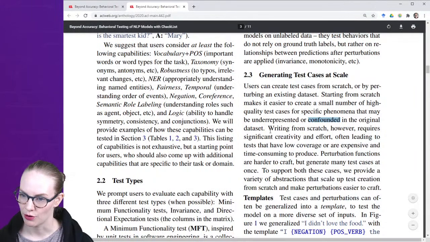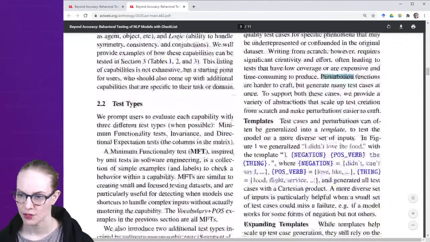Writing from scratch, however, requires significant creativity and effort, often leading to tests that have low coverage or are expensive and time-consuming to produce. Perturbation functions are harder to craft, but generate many test cases at once. So perturbation just means a change. To support both cases, we provide a variety of abstractions that scale up test creation from scratch and make perturbations easier to craft. So templates.